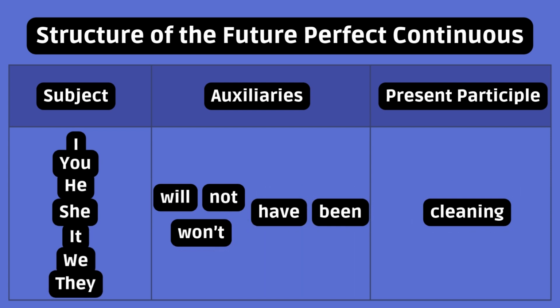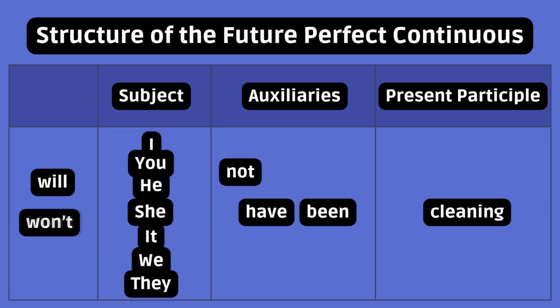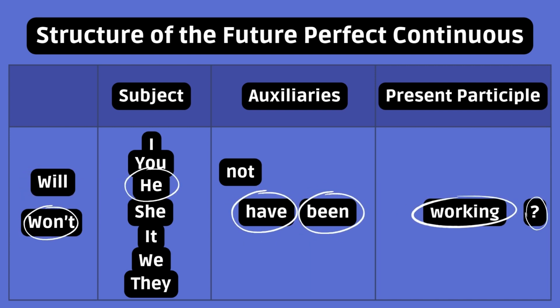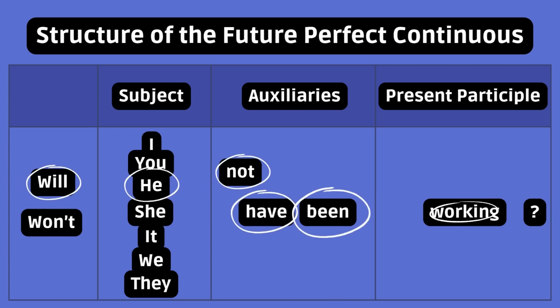How about questions? Invert the subject and will. For a negative question, flip the subject and won't, or just include not after the inversion. Example: will he have been working? Won't he have been working? Will he not have been working?